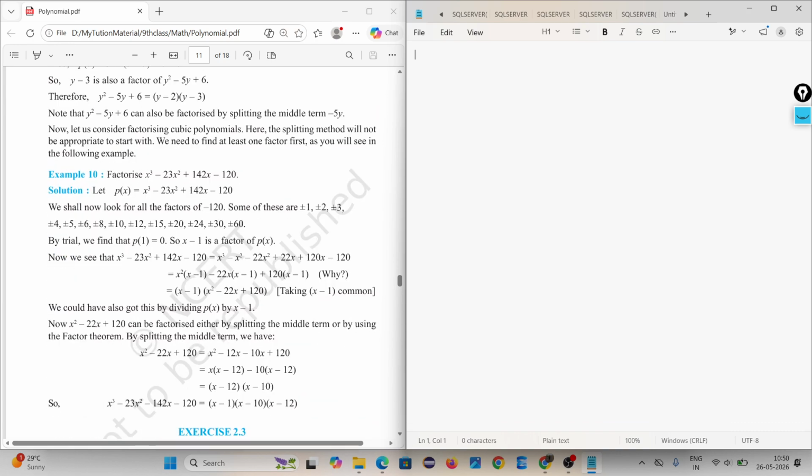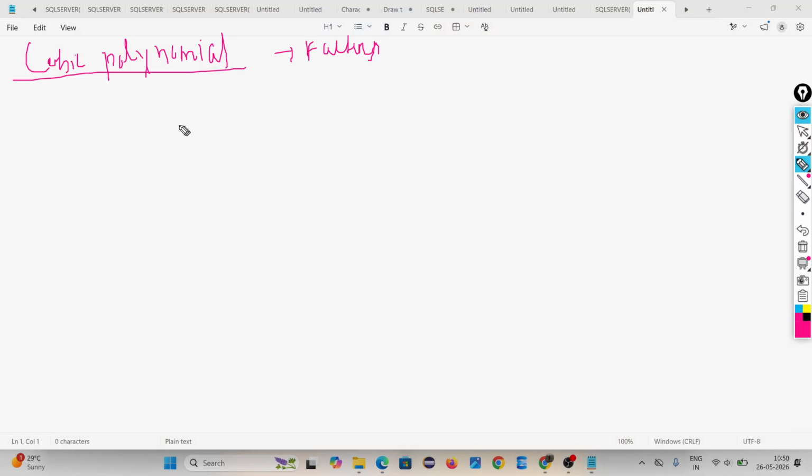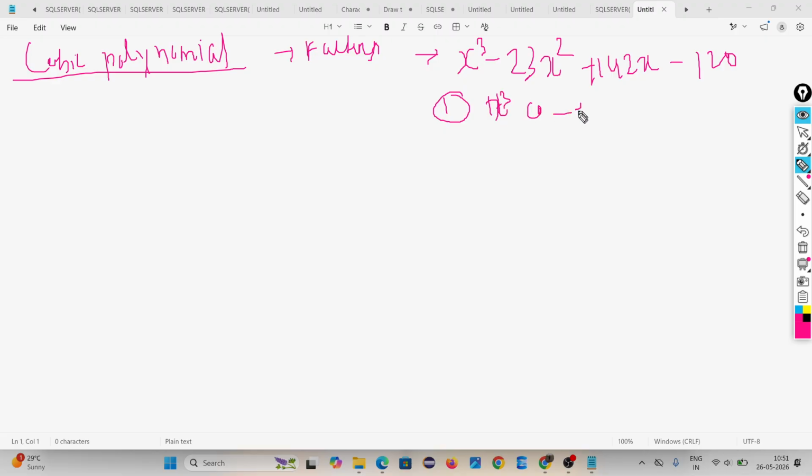Then example 10. Look, the polynomial is x cube minus 23 x square plus 142x minus 120. Here also check step number 1. Check the coefficient of x cube. It must be 1.